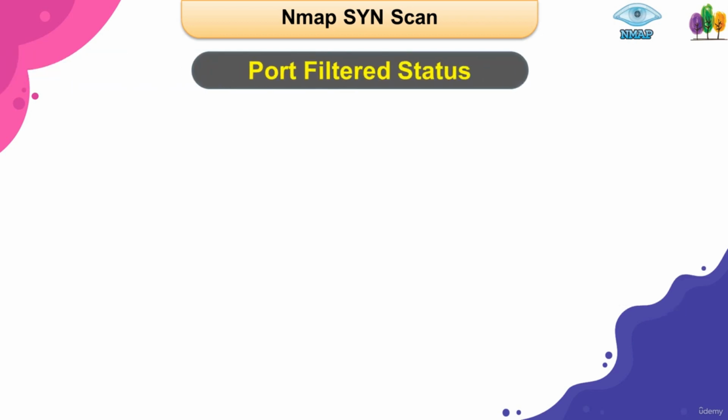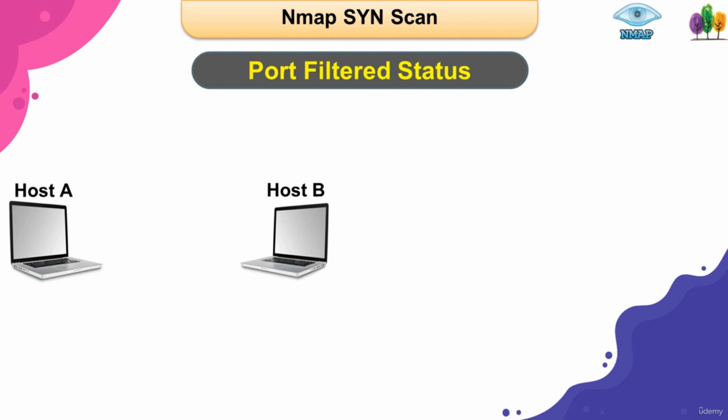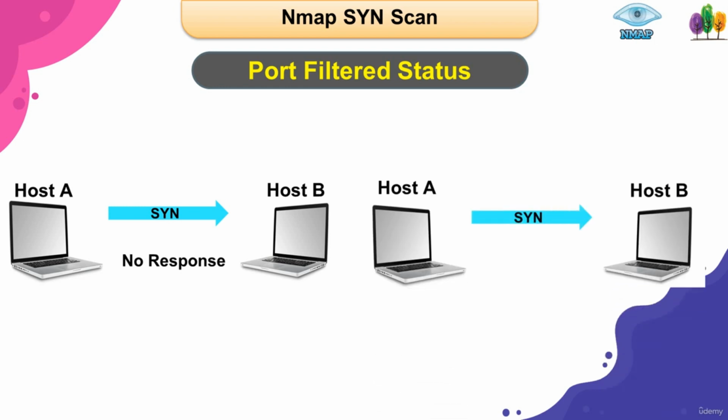Now, how about the port filtered status? So, two kinds of answers can be received here on the Nmap side. First, Nmap sends a SYN packet to the target system, and no response is received from the target system. When that happens, it is not determined whether the port on the target system is open or closed. Then secondly, Nmap sends a SYN packet to the target system, and the destination system sends the ICMP unreachable error packet. So then in this case, the port is accessible, but it's not known whether it's open or closed.